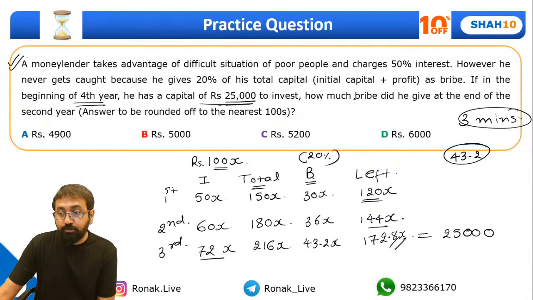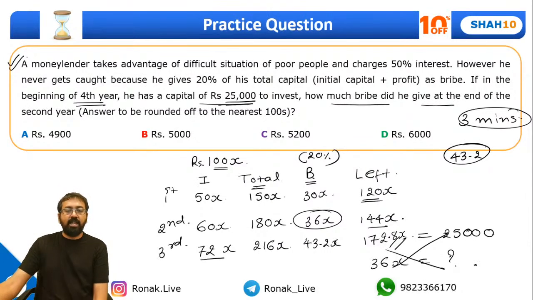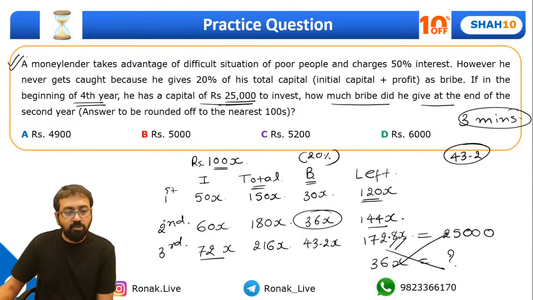Now what do we need to find out? How much bribe did he give at the end of the 2nd year? Can I say at the end of the 2nd year he had given 36x bribe? So we need to find out 36x. Cross multiply and you will get your answer. So can you quickly cross multiply this?